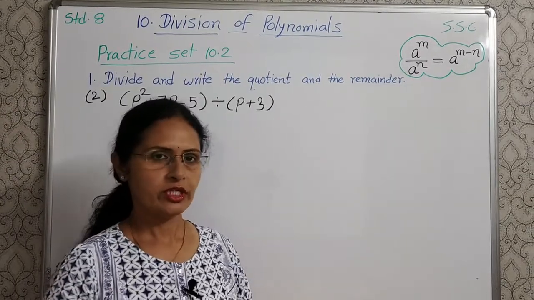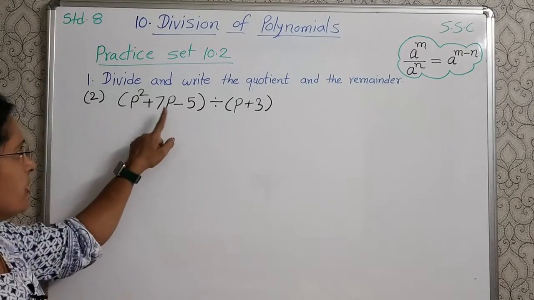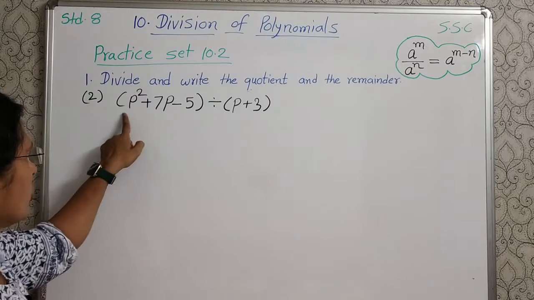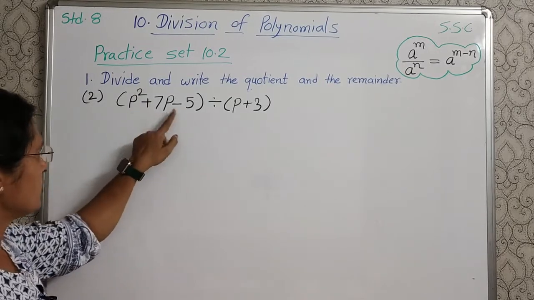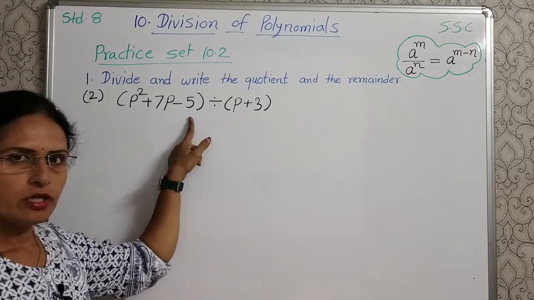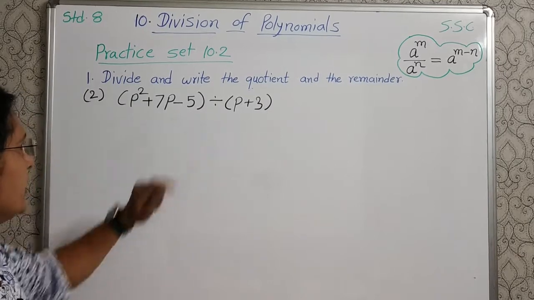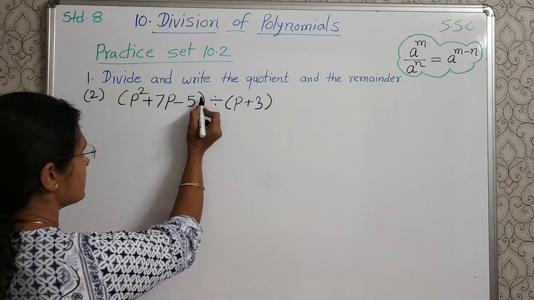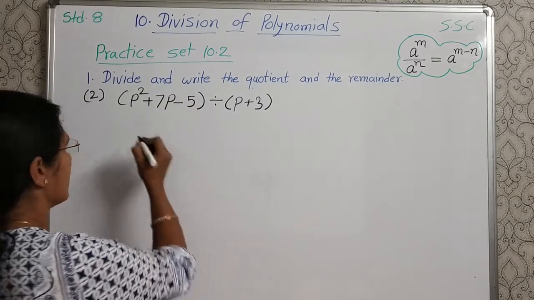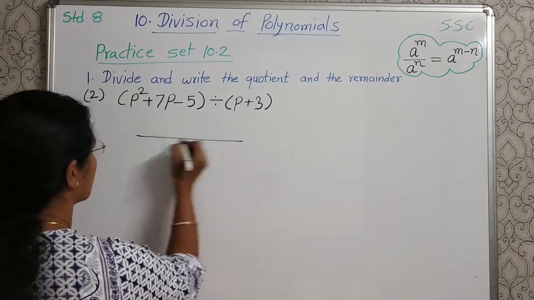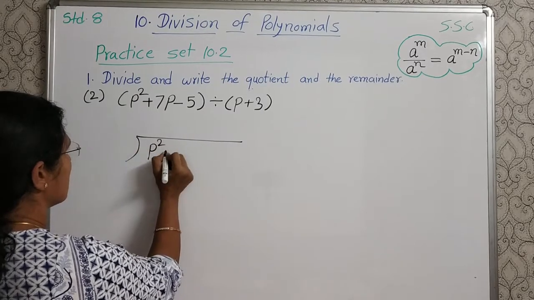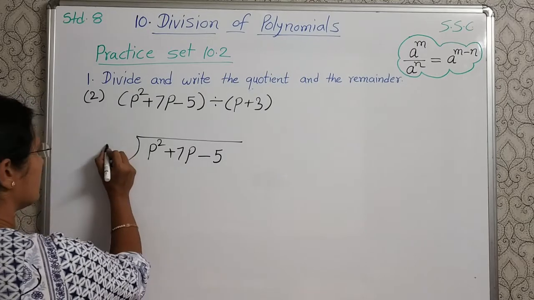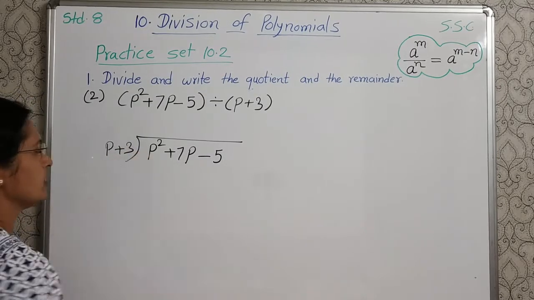Let us solve question number 2. P square plus 7p minus 5 divided by p plus 3. Observe this dividend. All the terms are arranged here in the descending order of their indices. Here it is p square, here it is p raised to 1, and here it is p raised to 0. Now divide. P square plus 7p minus 5 divided by p plus 3.